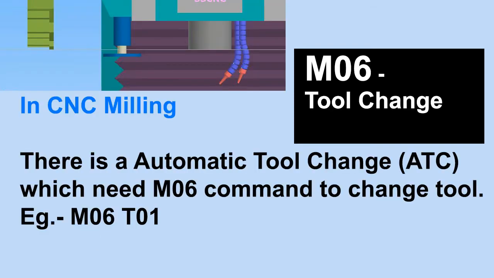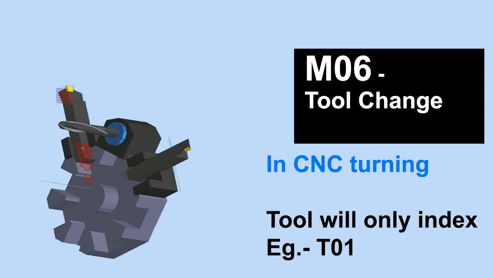Next we have M06. This code is mostly used in CNC milling, because in CNC milling there is an automatic tool changer, ATC. It will change the tool automatically in the spindle. Example: M06 T01. In this, CNC will index the T01 tool in the magazine and the ATC will change the tool on M06. The M06 code is not used in CNC turning because in that we don't need to remove the tool. All we have to do is index it, which can be done by the T01 code.